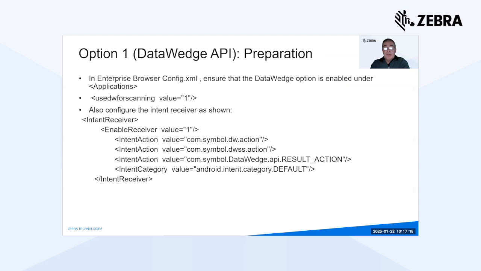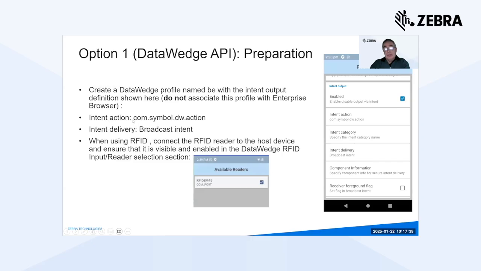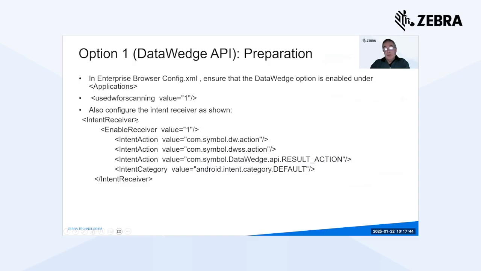The other preparation step we need to make is to ensure in the Enterprise Browser config.xml that we use DataWedge for scanning. So there's a tag, use DW for scanning, which needs to be set to 1 to enable. And we also need to configure the intent receiver. This is going to receive the broadcast intent sent with that action, and that needs to be configured using these tags in config.xml. So just make sure those steps are followed, otherwise it's not going to work when you actually use your code.